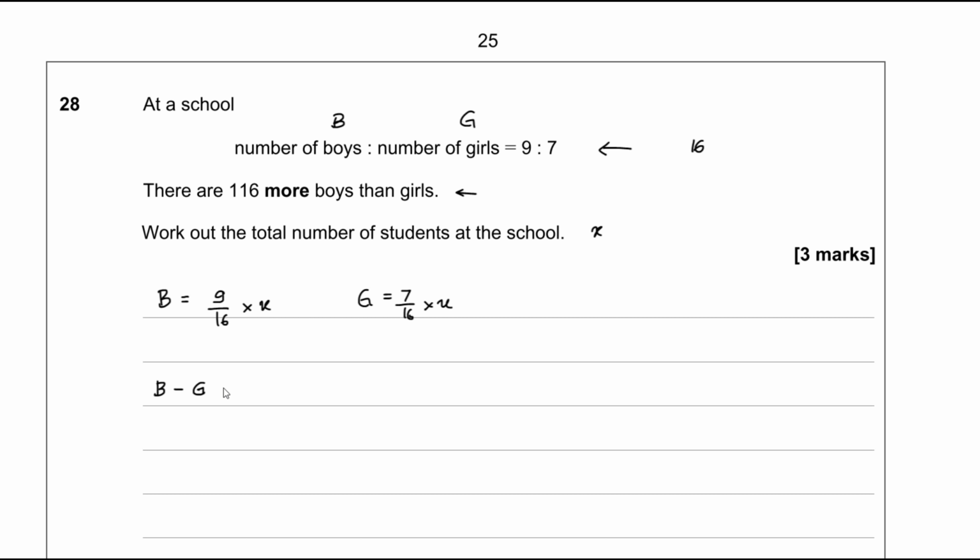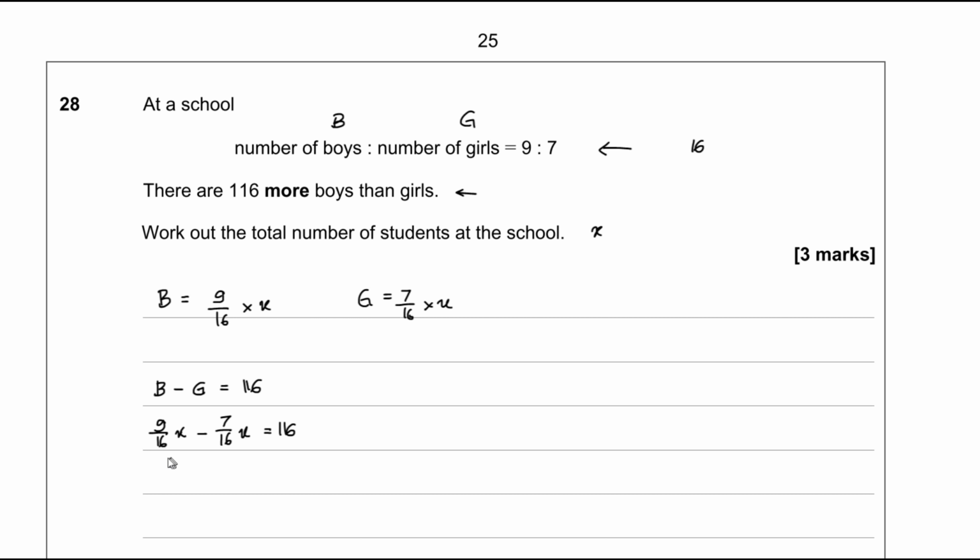Boys take away girls is 116. And we have this expression for the number of the boys, and this is the expression for the number of the girls. So we can replace B by this expression, 9 over 16x, and then G by this expression, 7 over 16x, and it's equal to 116. Now we need to solve this equation.